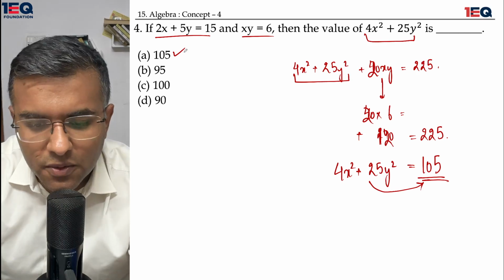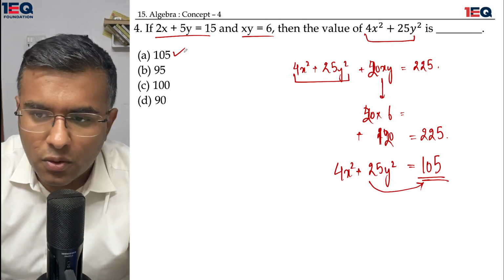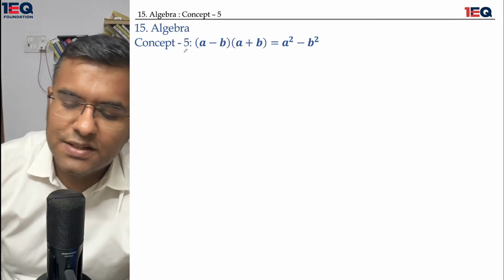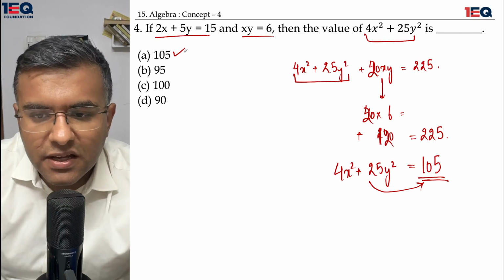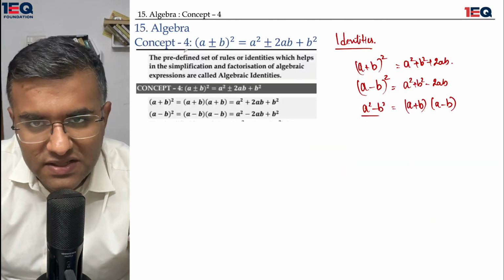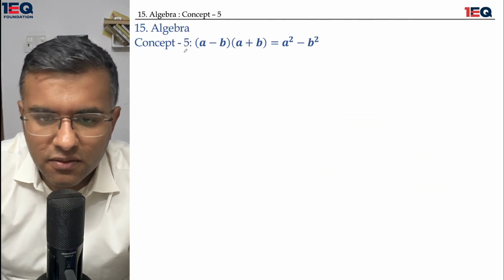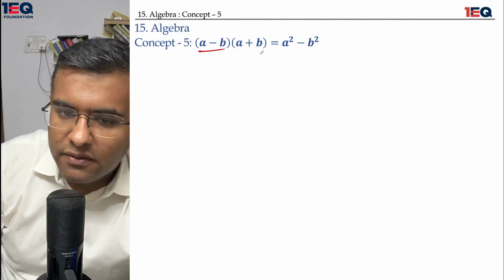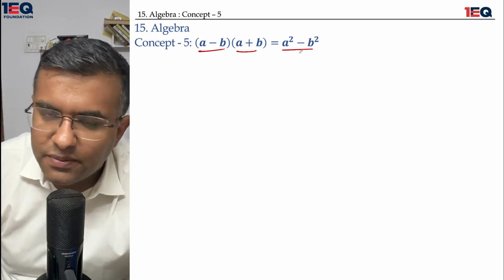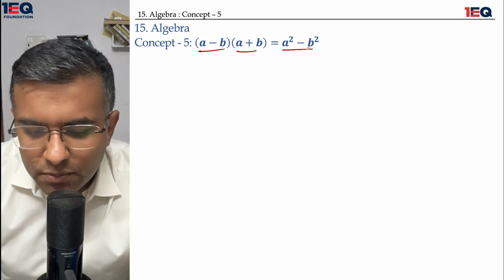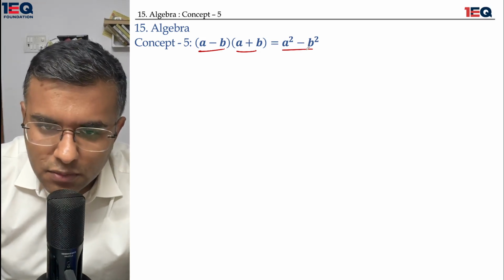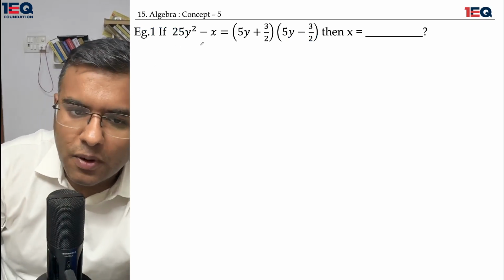I hope you're able to follow. I'll move to the next question. Three or four slides back, I told you about this identity: a plus b when multiplied with a minus b gives you a square minus b square. Now I will be implementing it in the question.